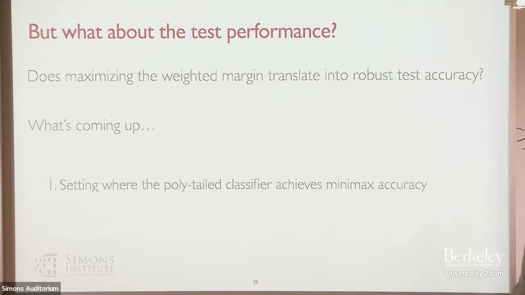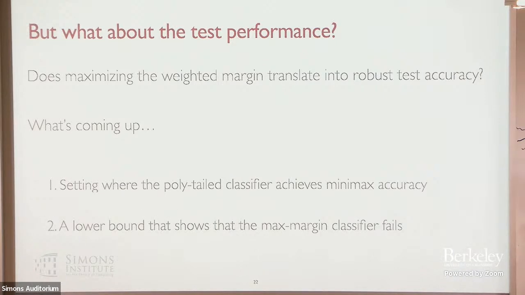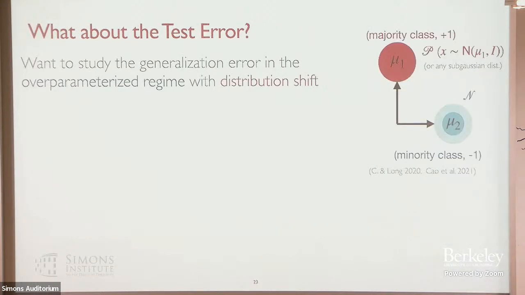So we're going to study a setting where the poly-tailed classifier achieves minimax accuracy, whereas we're going to show a lower bound in the same setting where the max margin classifier, what you'd get by minimizing a reweighted exponentially tailed loss, fails. What's this setting going to be? It's a label shift setting. So we have two classes and a class conditional distribution corresponding to each class.